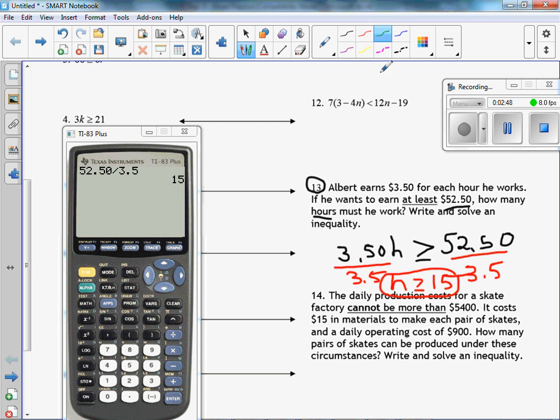And you can always check your work to see, okay, is that right? If he works 15 hours, is he going to make at least $52.50? Anytime you're a little confused, just check your work. Let me just multiply 3.50 times 15 hours, right? That's 52.50.